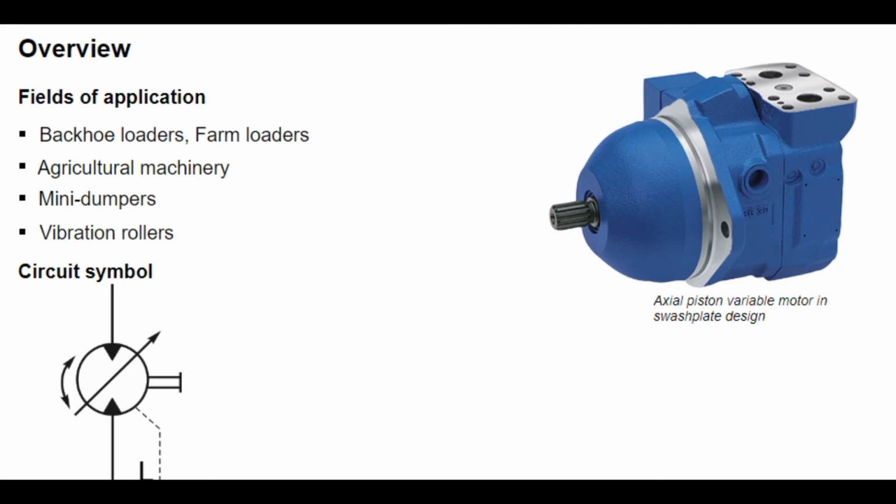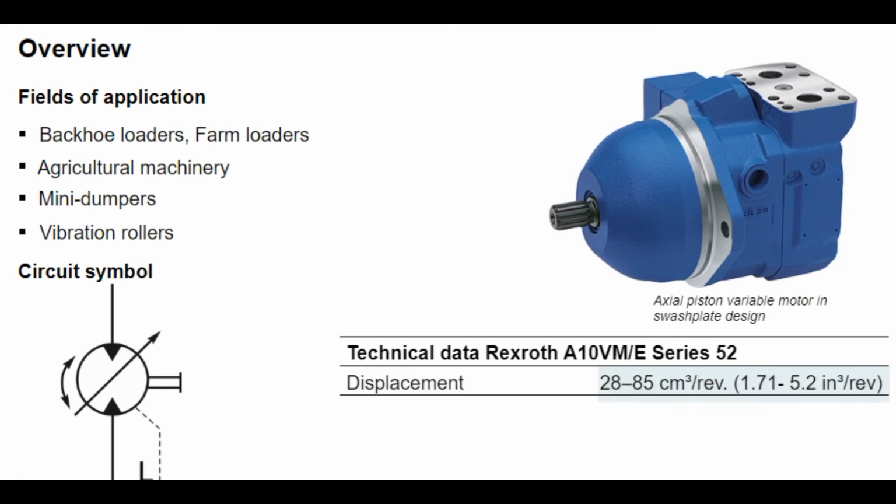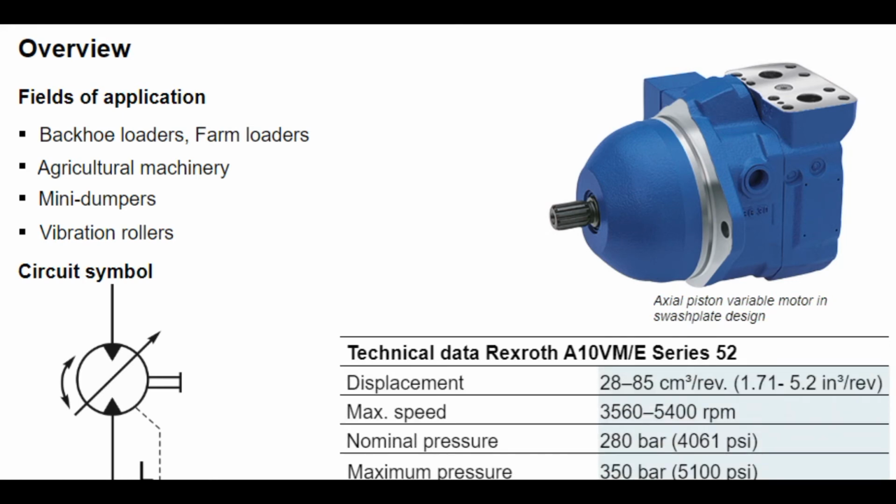The Rexroth A10VM and A10VE Series 52 variable motors come in 4 different sizes, from 28 to 85 cubic centimeters per revolution. Depending on size, the motor has a maximum speed range of 3,560 to 5,400 revolutions per minute at a nominal pressure of 280 bar, with temporary overdrive up to 350 bar.